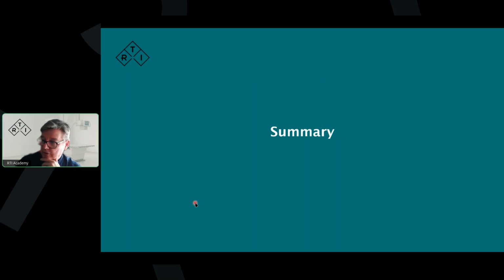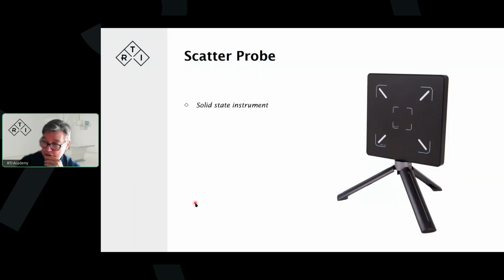I'll just summarize it then with the scatter probe. We've got a solid state instrument, sensitive and with a fast signal response. And that, I think, is what throws you. We had some questions here about false readings and stuff like that. Well, I beg to disagree. It's a reading because something is happening. There's the radiation event that we capture. We can capture it with a scatter probe, but apparently not with some other instruments. So that's the new way of looking at it.